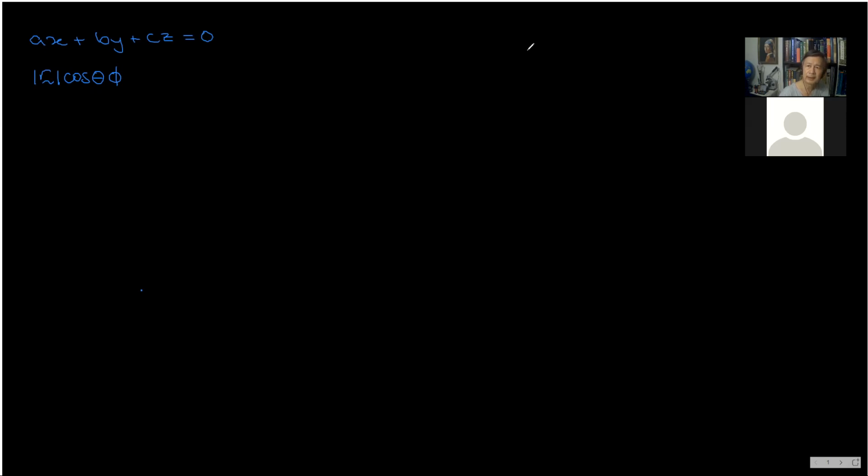So if you use this, can we say this is called the Cartesian? This is called the plane, right? So this is a plane equation. This is a plane. So this is called Cartesian form.